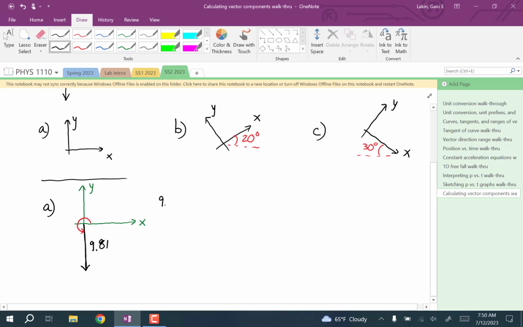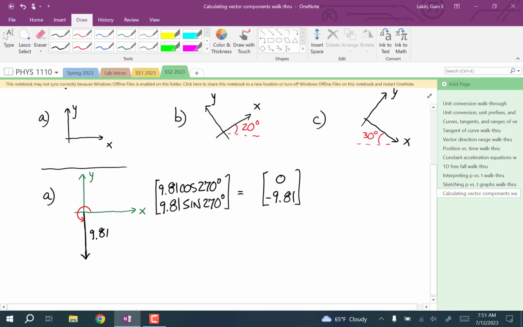So this would be 9.81 times the cosine of 270, 9.81 times the sine of 270, and that just gives you 0, negative 9.81. Okay, well, that makes sense because if you look at this, that vector is just going in the direction of the negative y-axis, and so we should only have a negative y component.